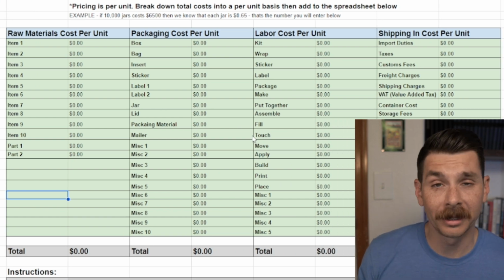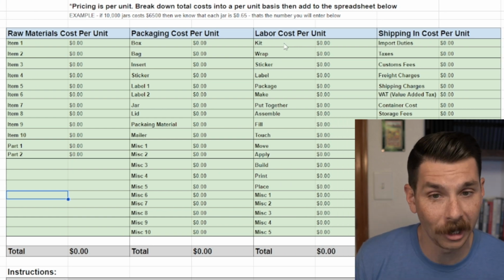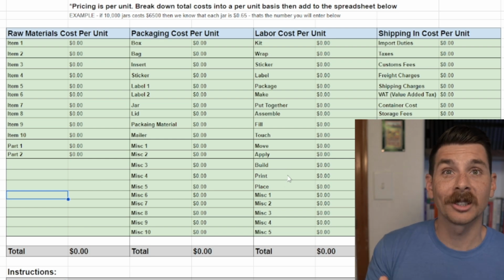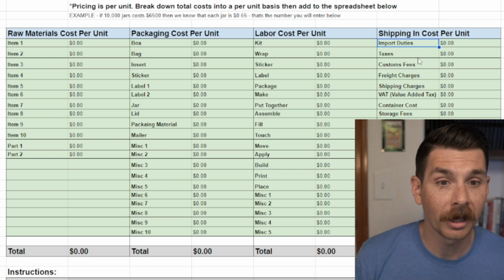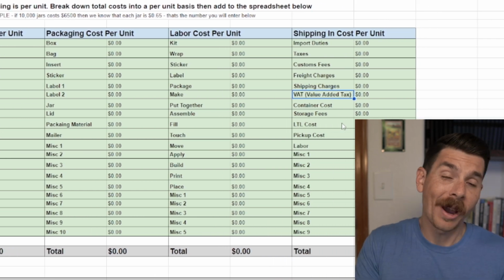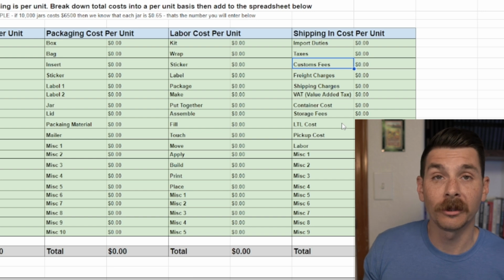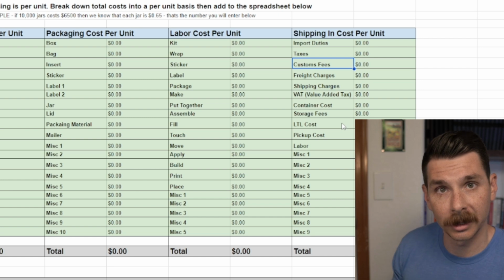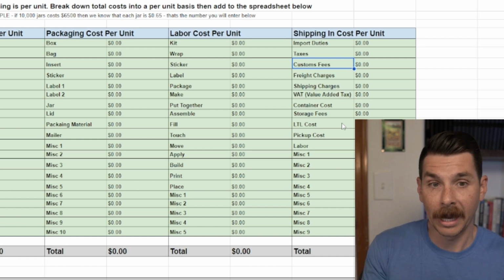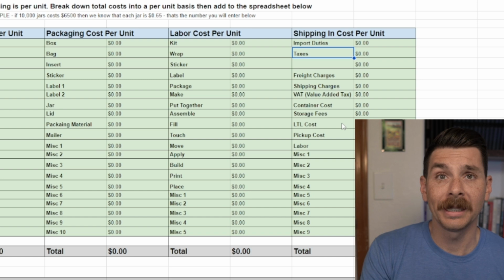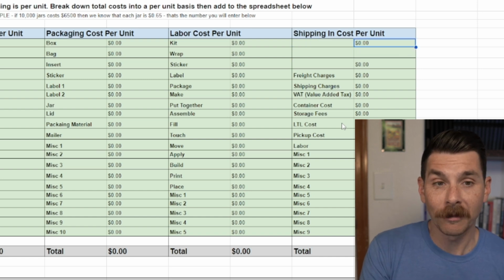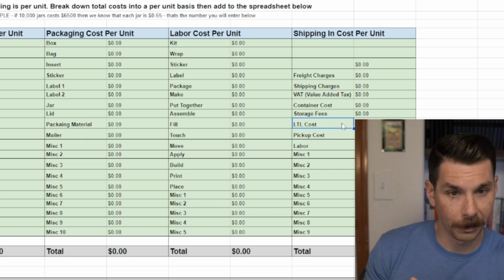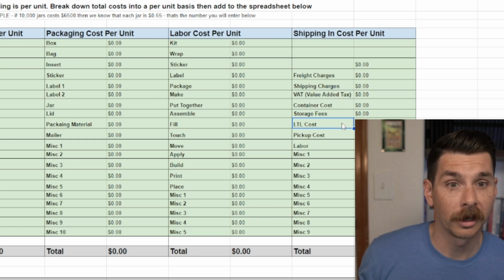Some of these are not going to make sense. You might not have to sticker, wrap, or kit your product, but you might need someone to build it, or you might need someone to print it, and that's why this exists right here. Now, when it comes to shipping costs, you might not have value-added tax. You might not have customs fees. Customs fees are only applied when goods are coming in from overseas into the United States. If everything is made domestically, that'll be zero. Delete it. You might not have to pay taxes on this stuff. Delete it. You might have no import duties, but you might have LTL costs, less than truckload shipping costs, pickup costs, or storage fees. Fill those out.